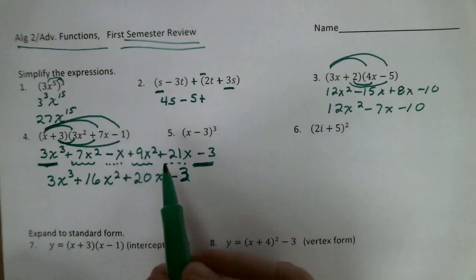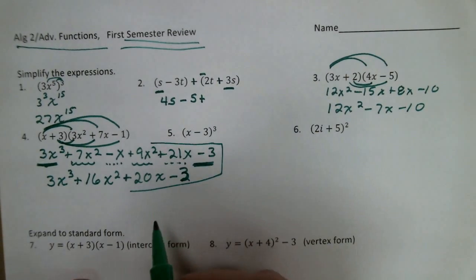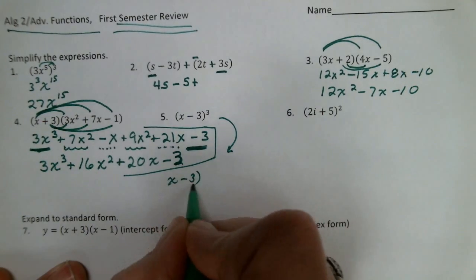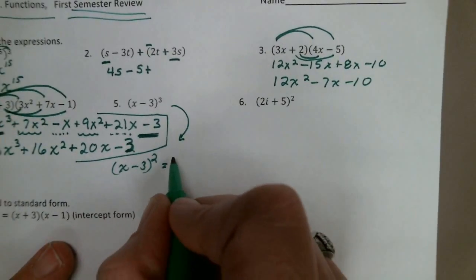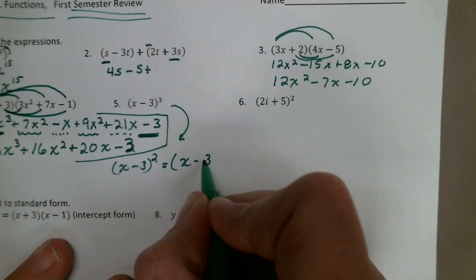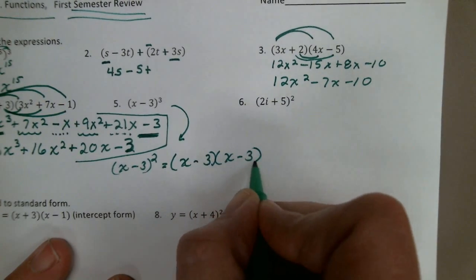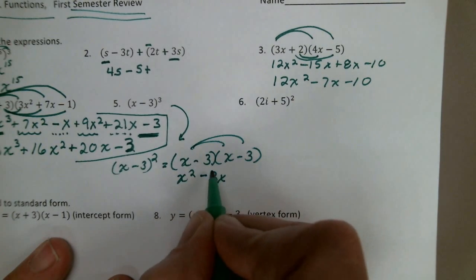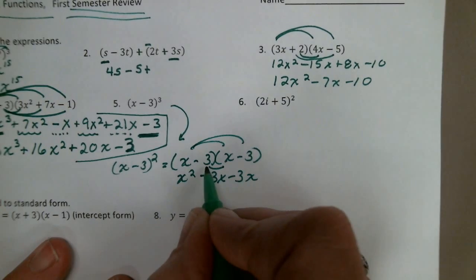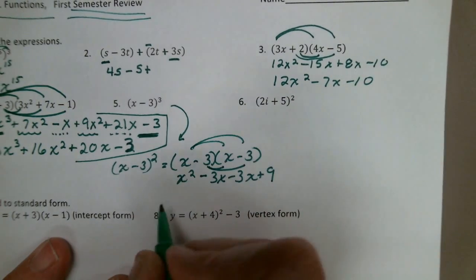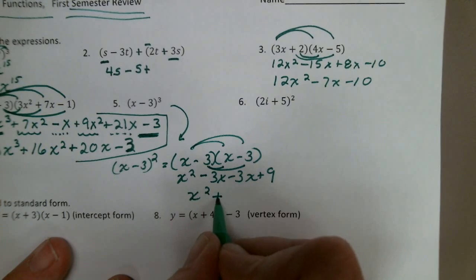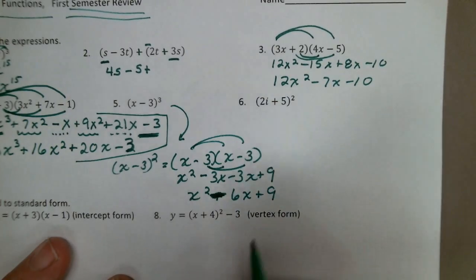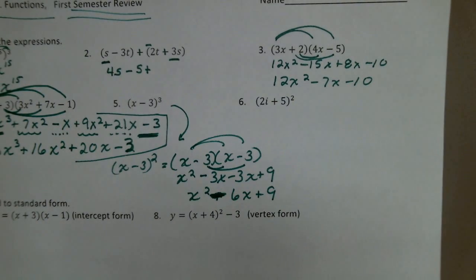Okay, now, I didn't leave much room for number 5, but x minus 3 squared, let's fit it in down here. When you square a binomial, write it out as the two binomials multiplied times each other, and just FOIL it. So you end up with x squared minus 3x, and then minus 3x, and then negative 3 times negative 3 is positive 9, and combine the middle two terms, x squared. Oops, that's still minus 6x plus 9. So x squared minus 6x plus 9.